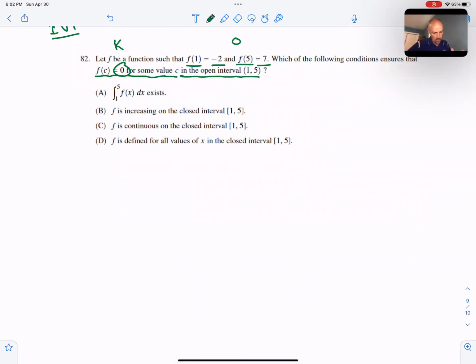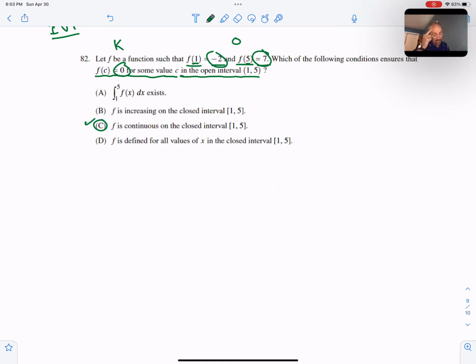So we can remember the conditions for IVT. The second condition is that this k value is between f at a and f at b, or in this case, f at 1 and f at 5, and it is. 0 is between -2 and 7. The first condition is what? F has got to be continuous on that closed interval from 1 to 5. So that is the piece that's missing.